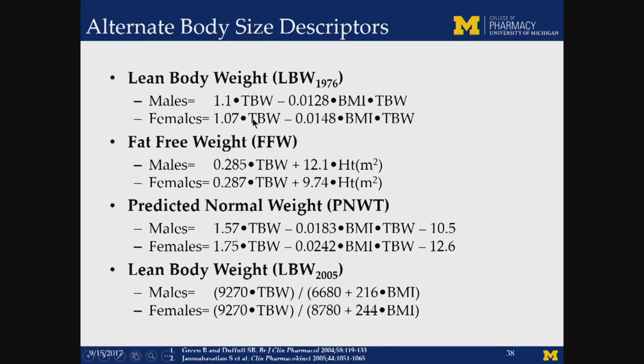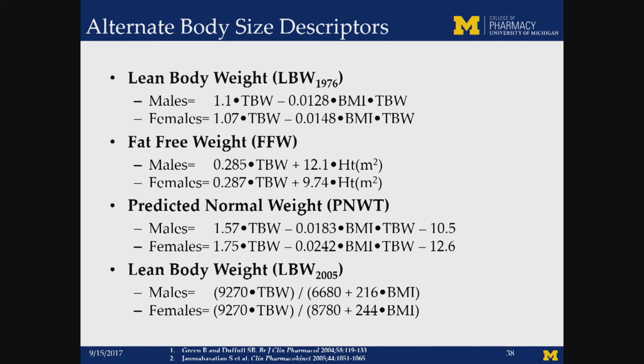We also have other weight descriptors that have been defined using more scientific methods, such as bioelectrical impedance, and also based on animal data. And the best representation of that is the most recent equation known as the lean body weight 2005, or the Janmahasatian equation.